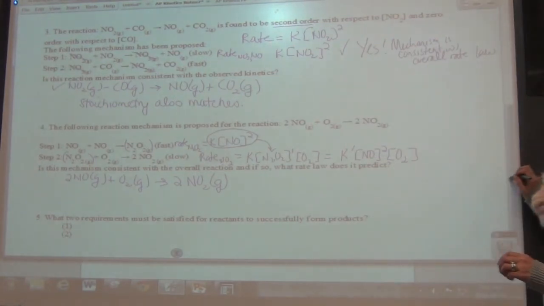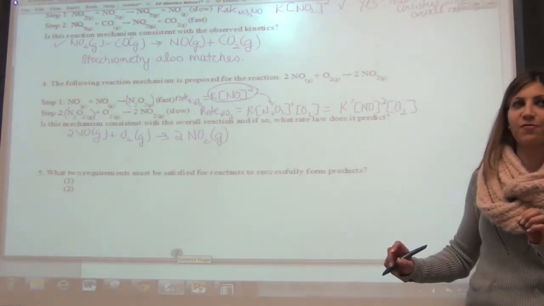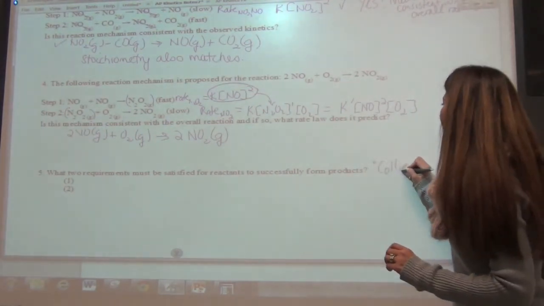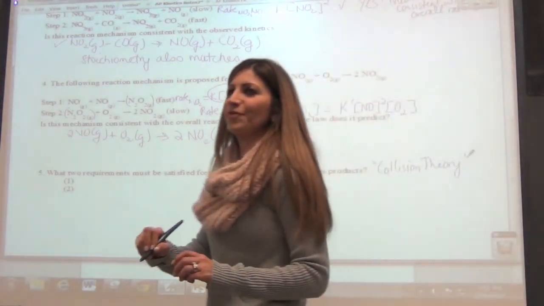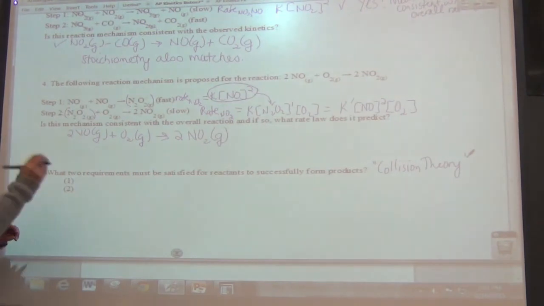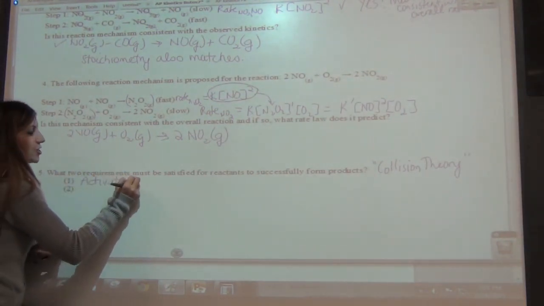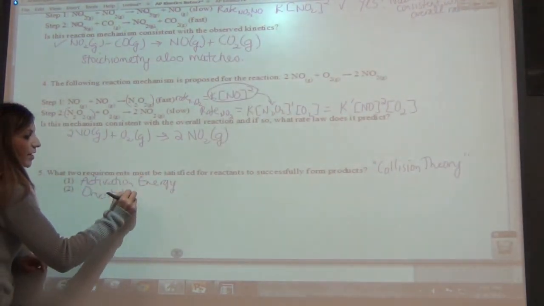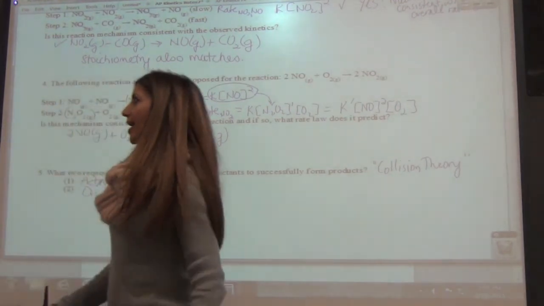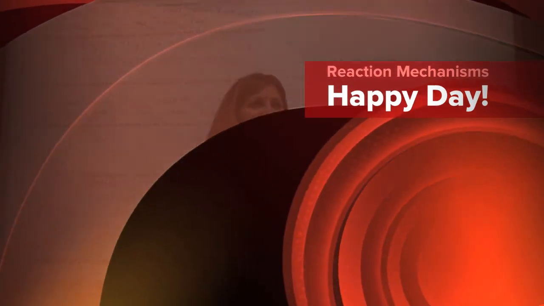Okay. What two requirements must be satisfied in order for the reactants to successfully form products? In other words, what are the two parts of the collision theory? Do you remember what two things need to be met in order for this to happen? One is your activation energy needs to be right. Awesome. So you have to have the right activation energy. And what was the other thing? Orientation. And the orientation of them must also be right. Okay? And we'll do more of these also, but I wanted to make sure that we got a little bit more practice with doing the substitution. Awesome. That's it for reaction mechanisms, everybody.